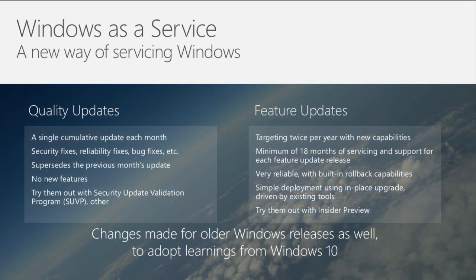And so the way we've done that is we've decoupled quality updates from feature updates. Feature updates are twice a year, but the quality updates continue to be monthly, but in this case, they're now cumulative in nature. And so every monthly patch that we send out will be cumulative, and therefore, once users install those, they'll be up to date. And we believe this will eliminate or greatly reduce the amount of fragmentation over time for those users that are running Windows 10.